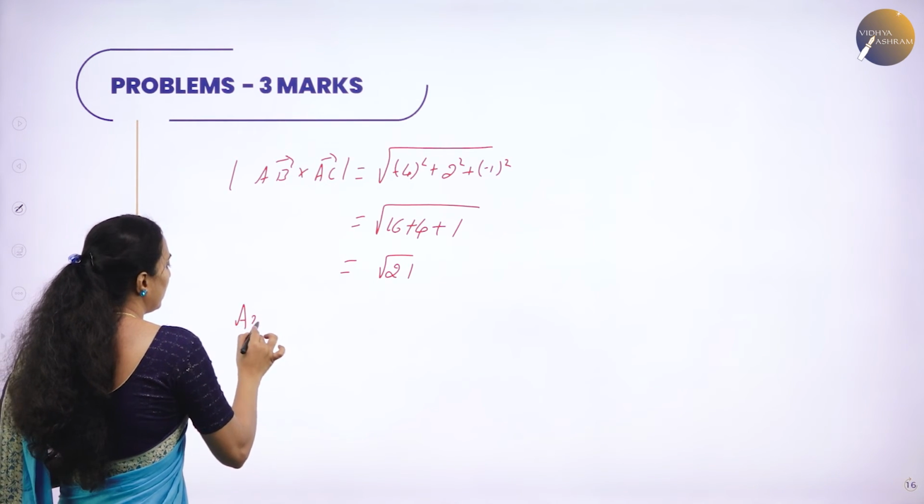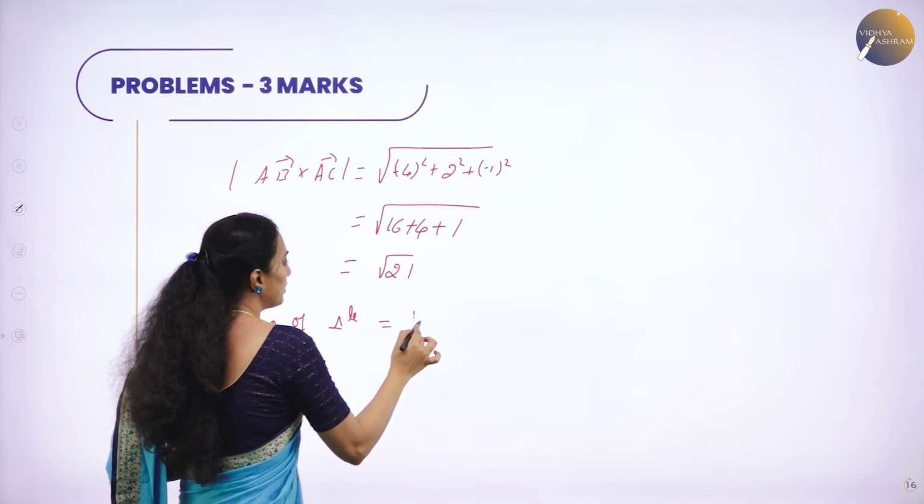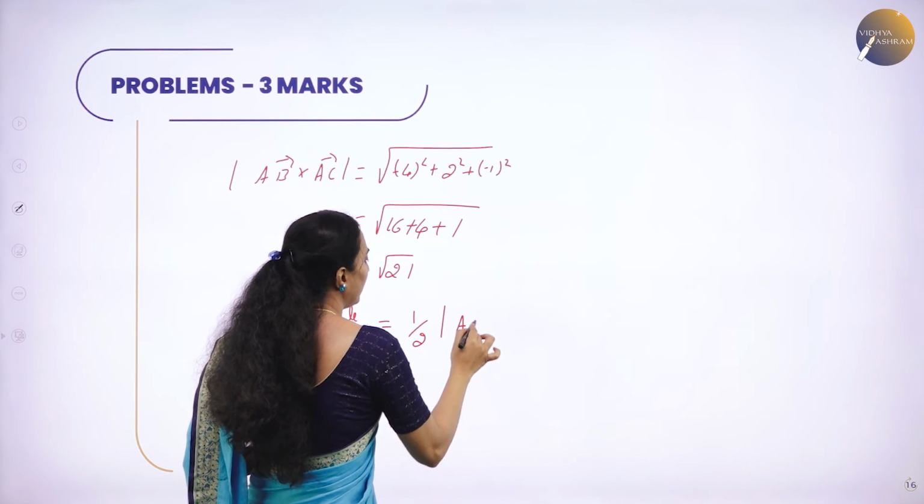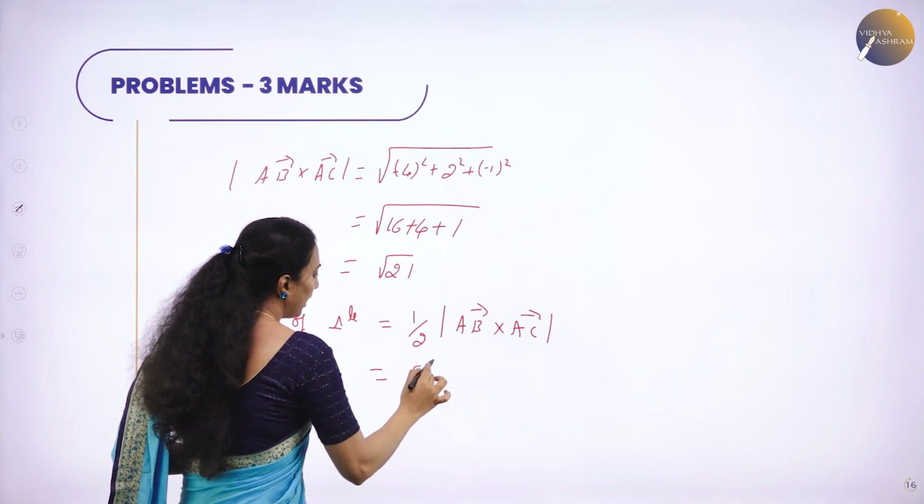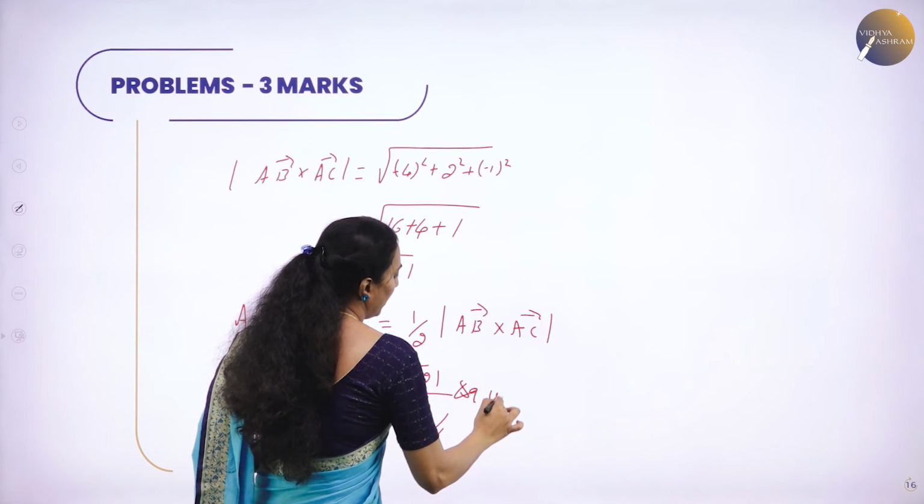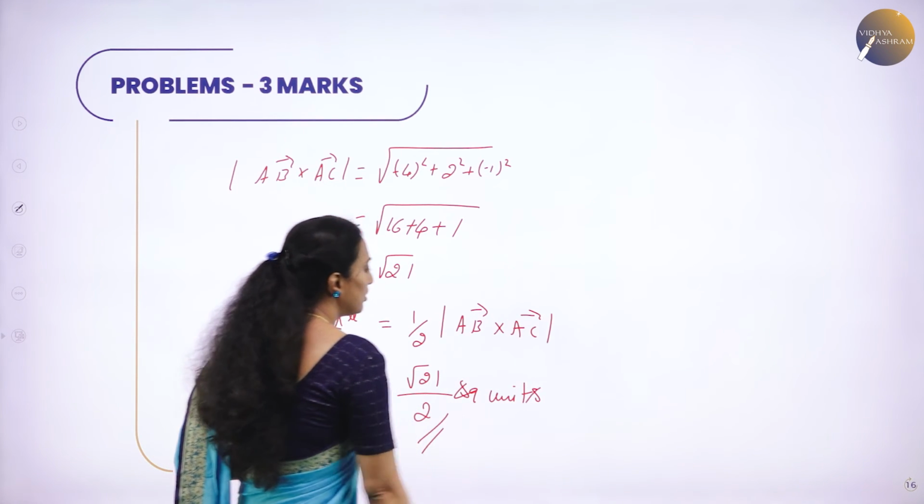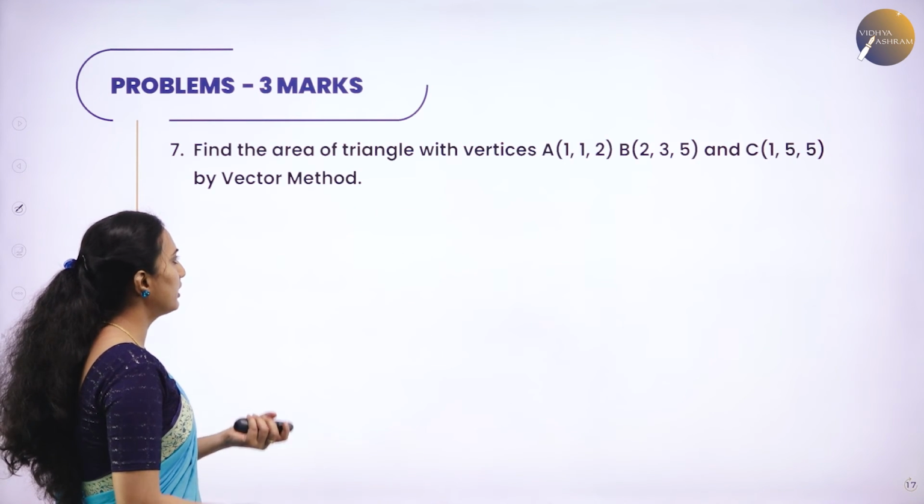Now the area of triangle is equal to half into magnitude of AB vector cross AC vector, which is nothing but root 21 divided by 2 square units. That's it, dears. So this is how the problem will go. Understood? Now we'll be moving on to the next problem.